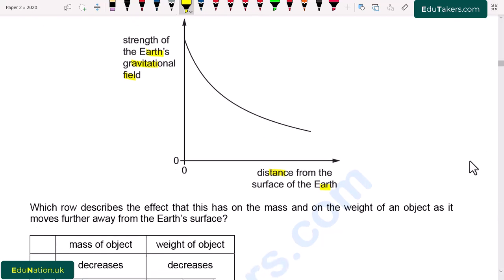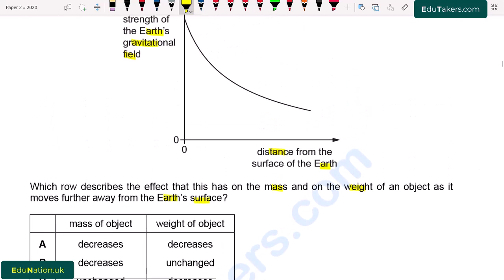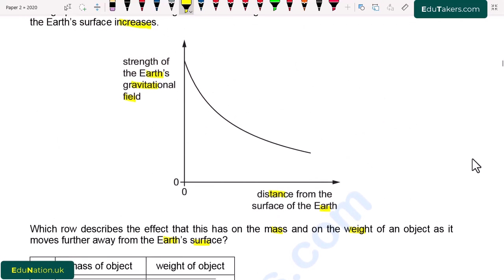Which row describes the effect that this has on the mass and on the weight of the object as it moves further away from the Earth's surface? So from here we can see that at the surface of Earth, when the distance is 0, the strength of Earth's gravitational field is maximum. With the increase in distance, the strength of gravitational field decreases. So what will be the effect on the mass and weight of the object?